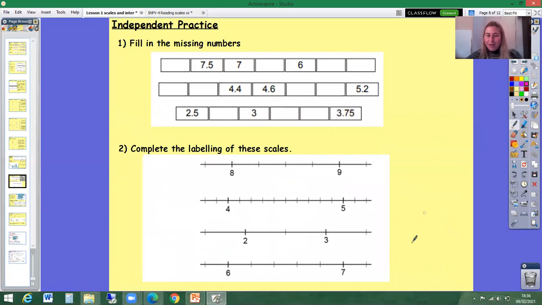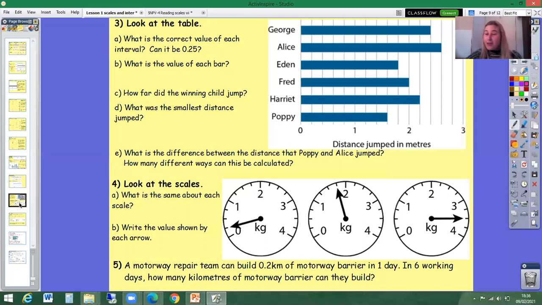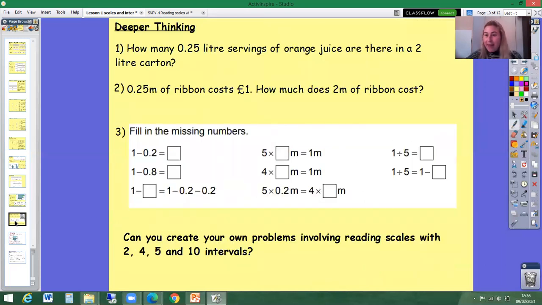Okay, now you've got some time for some independent practice tasks. There are 4 independent practice tasks. No, there aren't, there are 5, sorry. And then there are some deeper thinking tasks as well. And the answers are at the end, so remember not to skip ahead.